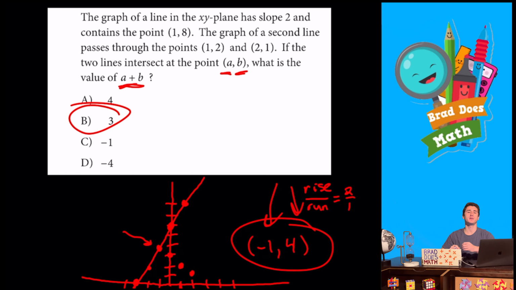Every question on the SAT, on the math sections, can be solved in under a minute. There's always some sort of way. And you can go back and say, oh, Brad, this question took you 3 minutes. Well, that's because I'm explaining it to you.